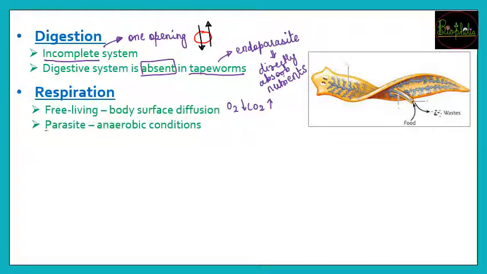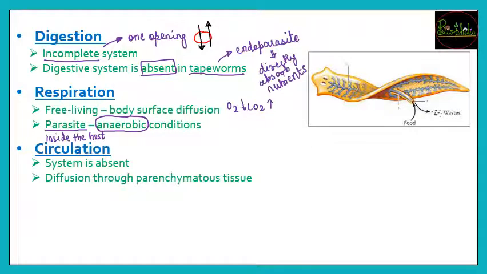But in the case of parasites, what are they going to do? The parasites are going to live inside the body. Now when they live inside the host body, there are no suitable conditions where they need oxygen or diffusion. So they are going to live in anaerobic conditions where oxygen is not present, because oxygen is going to go from the blood. In that condition, parasites are going to adapt themselves to live without oxygen, that is in anaerobic conditions.